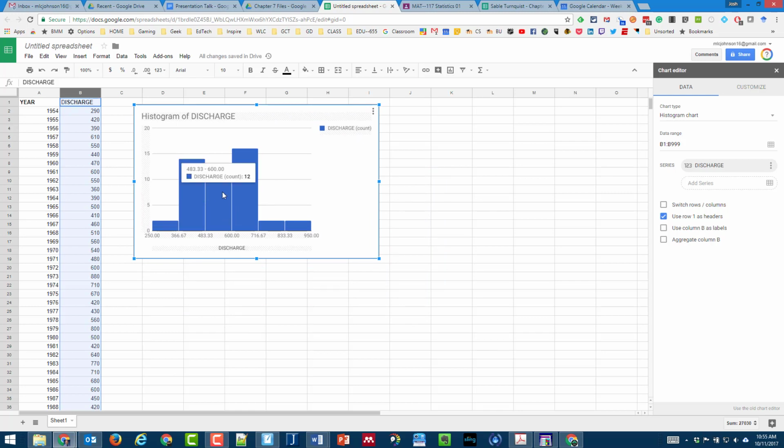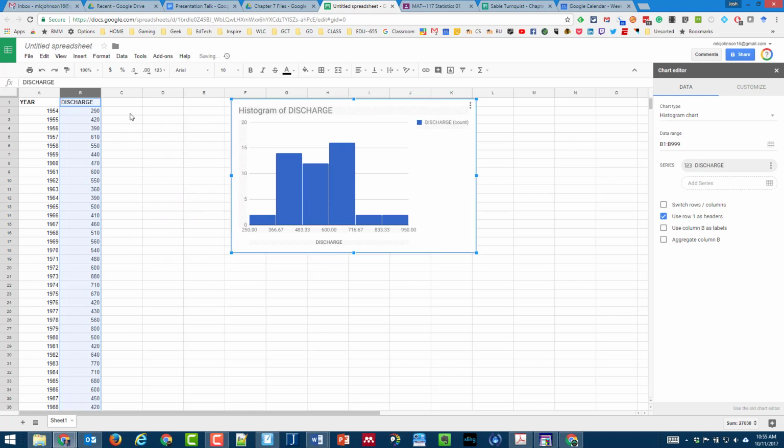It shows me that about 12 years were between 483 and 600, 16 years between that. This looks relatively normal as far as that is concerned. Based on the shape of the distribution, do you expect the mean to be close to the median? I would say, yeah, it's going to be pretty close to the median because it is relatively symmetric. But let's take a look at both of those numbers.